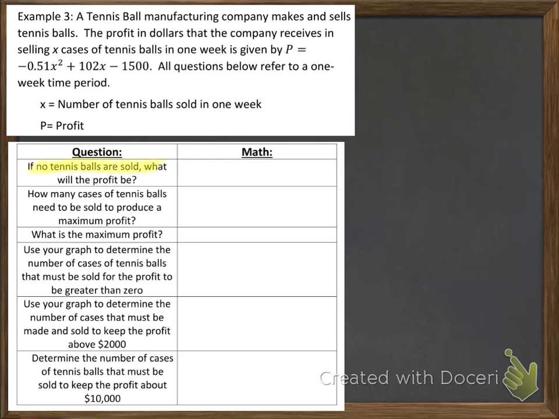Let's take a minute and, without doing any math, just translate these questions. It says, if no tennis balls are sold, what will the profit be? Well, X represents the number of tennis balls sold, so this literally is just saying what happens when X equals 0. When X equals 0, do you remember what that is? That's really just asking me for the y-intercept. We know how to find that, right? Put 0 in place of X and then solve for y. We can do that.